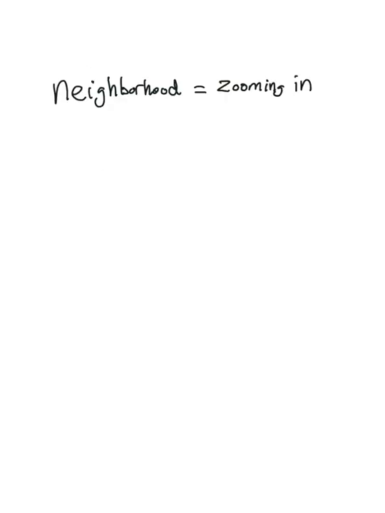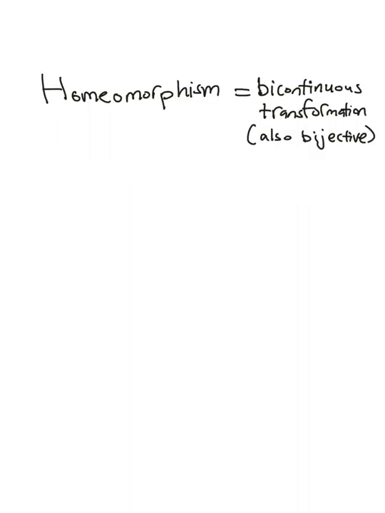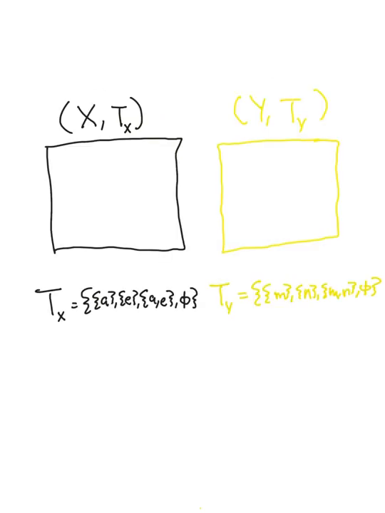The neighborhood in the more sophisticated definition captures the zooming in part in the intuitive definition. The homeomorphism part captures the same topology aspect. A homeomorphism is just a continuous transformation with a continuous inverse. Continuous transformations map open sets to open sets.